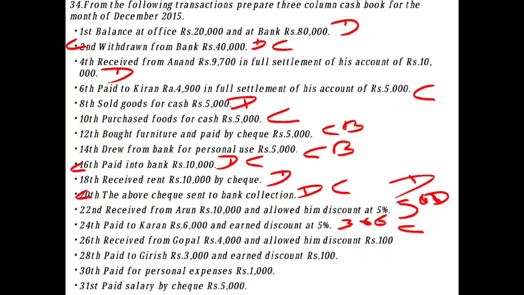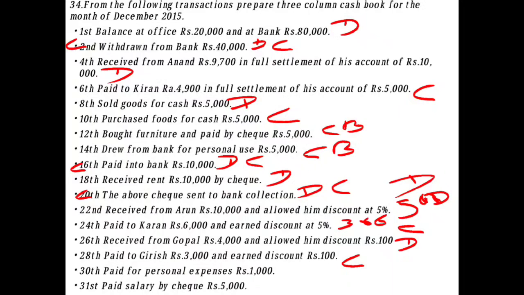Next, on the 26th, you have received 4,000 rupees from Gopal and allowed him a discount of 100, which you are going to record on the debit side here. Okay, received from Gopal 4,000 and discount 100, debit side. In the cash column you should write paid to Kirish and earned discount 100, credit side to the cash column. Okay, 3,000 we have paid and 100 we have allowed as discount.